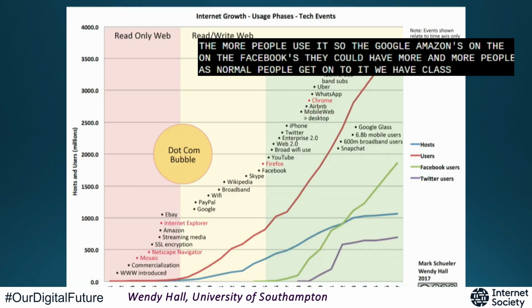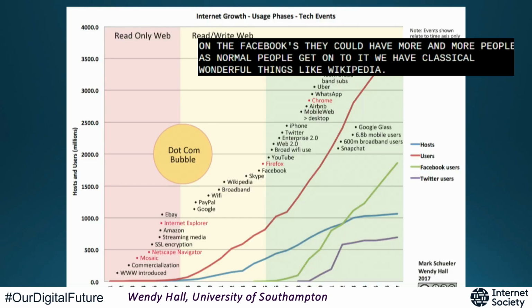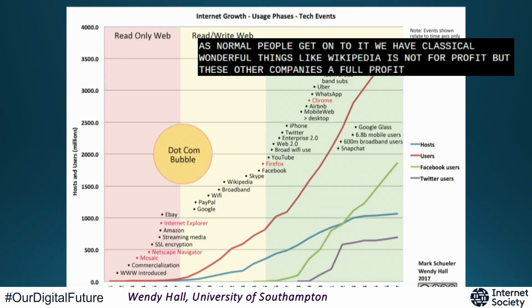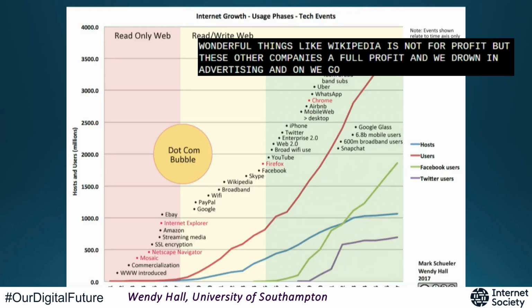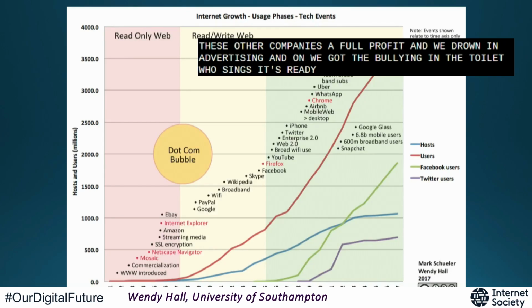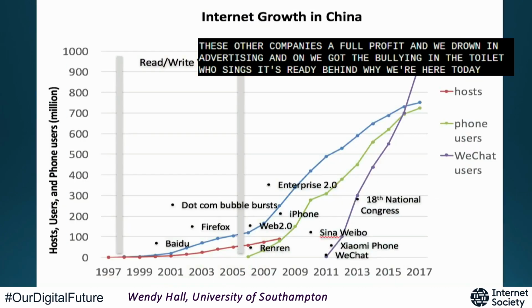We have classical, wonderful things like Wikipedia that are run as not-for-profits, but these other companies are for-profit, and we drown in advertising, and we've got the bullying and the trolling, and we've got the attacks on democracy, and all these things that's really behind why we're here today. I hardly touched that then.